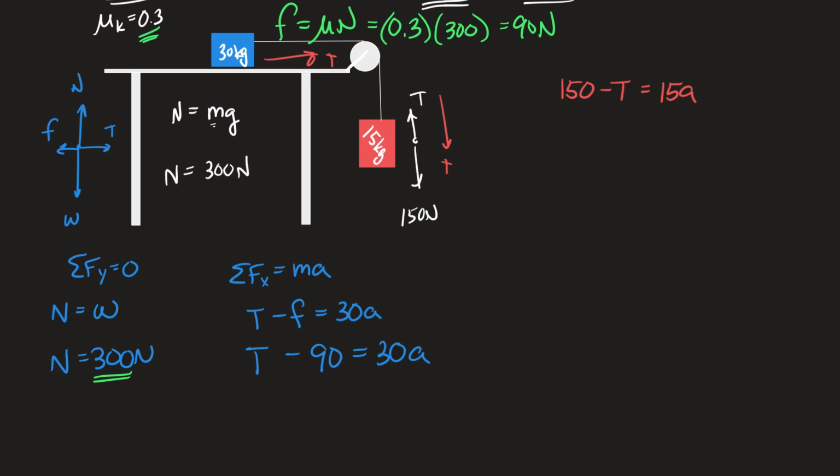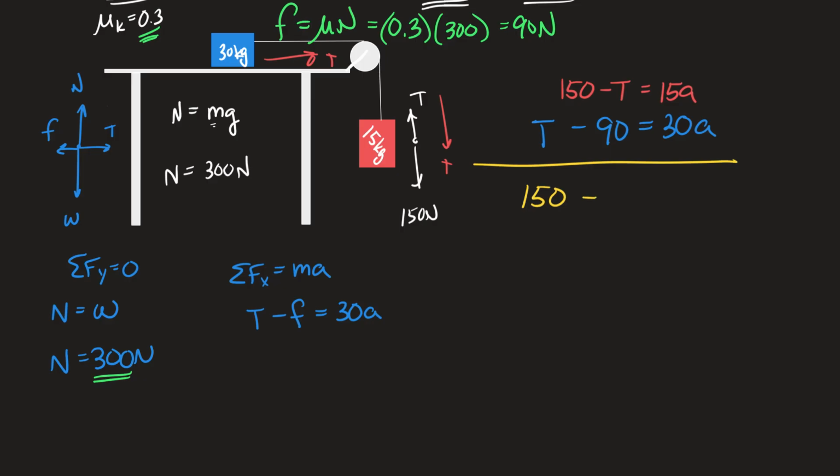So I think we bring these two things together and use them. It's a system of equations. I have two unknowns and two equations, so I've got enough. I'm going to add them together, and I'll get 150 minus 90 equals 15 plus 30 times A.